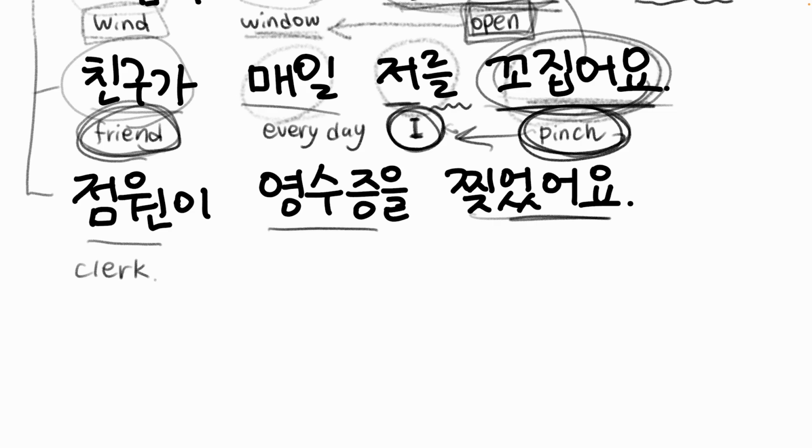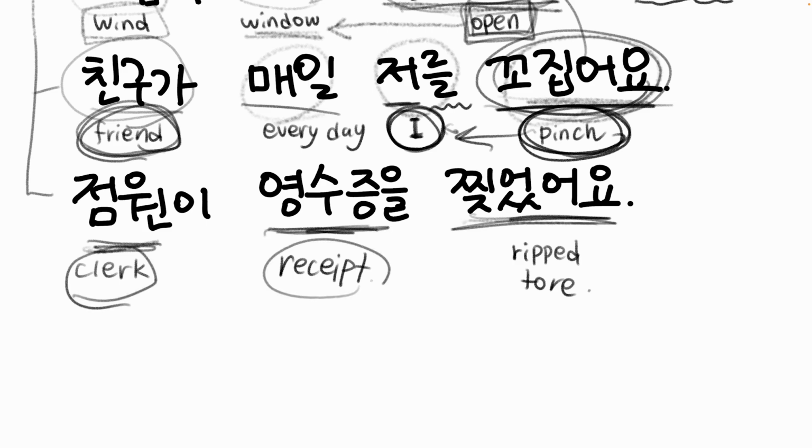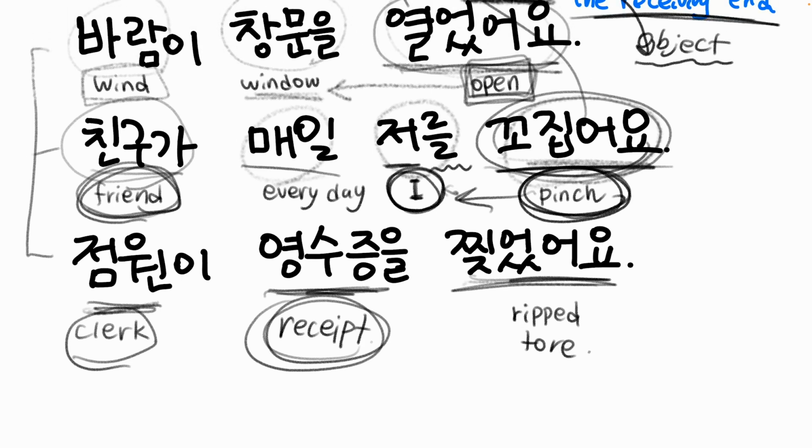Clerk, 영수증 is the object here, right? This is the receiving end. So clerk, receipt, 찢다 means to rip, to tear. So 찢었어요, ripped or tore. So this sentence means the clerk ripped the receipt. So it has an actor and the receiver of the action, the object onto which the verb is done, right?